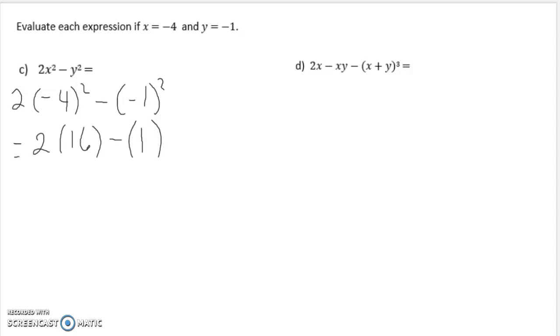Okay, so next thing we have to do is multiplication. So 2 times 16 gives us 32. And then we still have subtract 1. And then 32 take away 1 gives us 31 as our final answer.